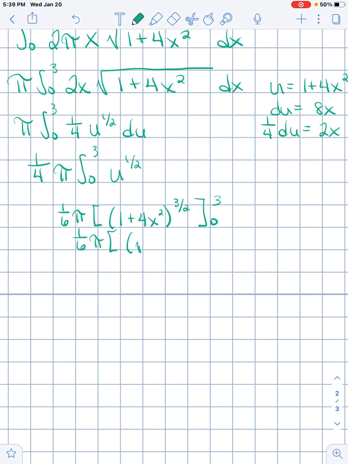So we end up with 1/6 pi times the square root of 37, minus, now if I plug in 0, this is an occasion where you actually have to plug in 0. 0 squared is 0, times 4 is 0, plus 1 is 1. So that's minus 1. And that's it. That's the answer. Oops, I forgot to cube this. It's the square root of 37 cubed. Sorry, my apologies, because it's the 3/2 power.